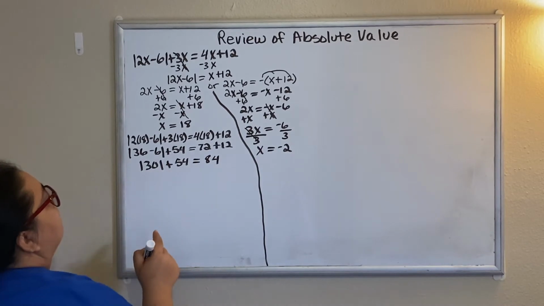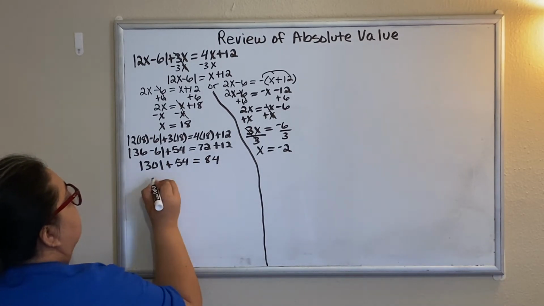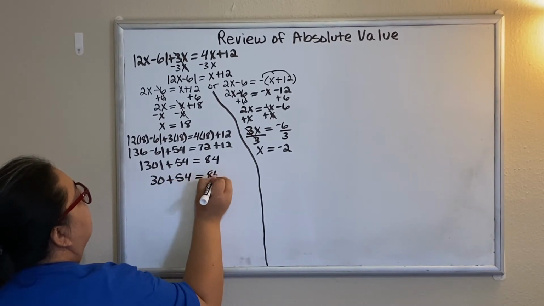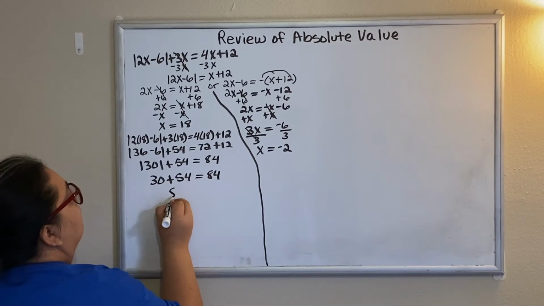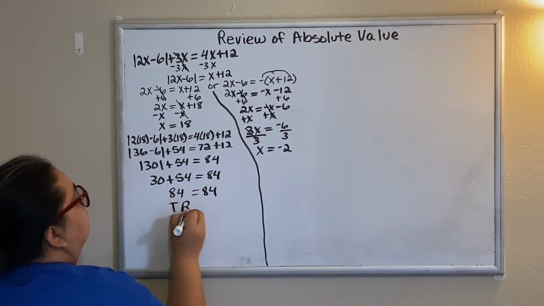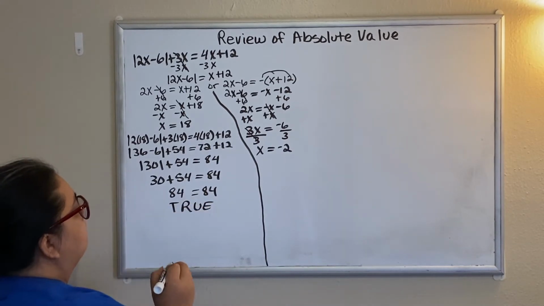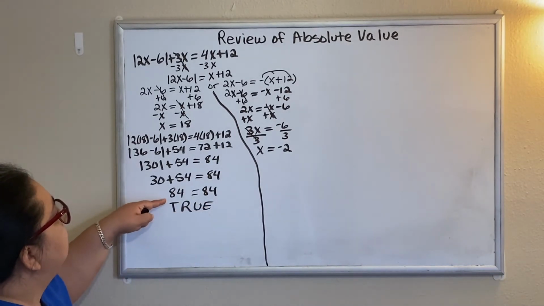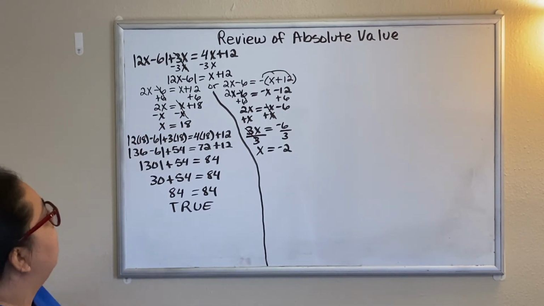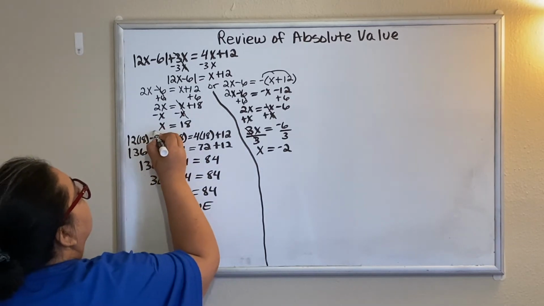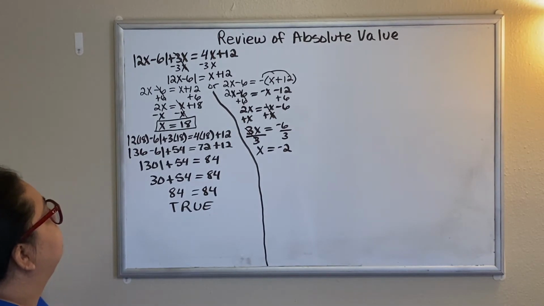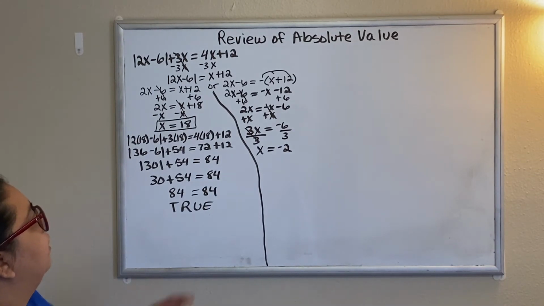So now back at the beginning, the absolute value of 30 is just 30. So we're going to say 30 plus 54 equals 84. 30 plus 54 is 84, which equals 84, which is true. Now, since it's true, that means that x equals 18 is a solution. So we can box it. That is a correct solution. So now we need to check negative 2.